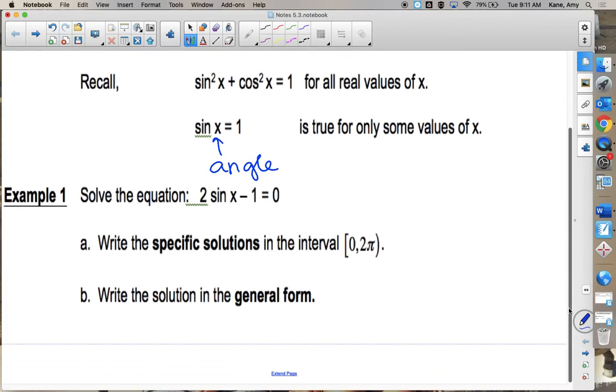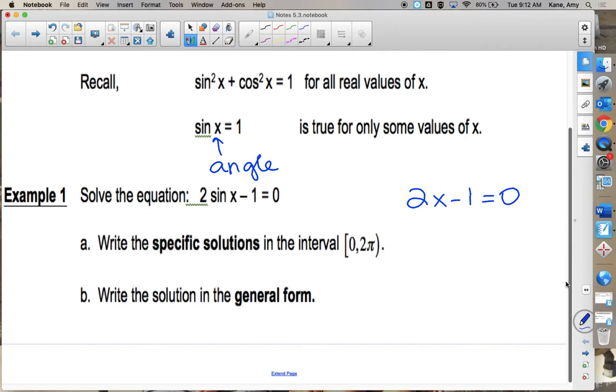So if you look at the first equation, we start out with baby steps so that you get the idea of what we're trying to solve. We have 2 sine x minus 1 equals 0, which is really just saying 2x minus 1 equals 0, except we have a sine in there. But you're going to solve it the same way you would solve an equation for x.